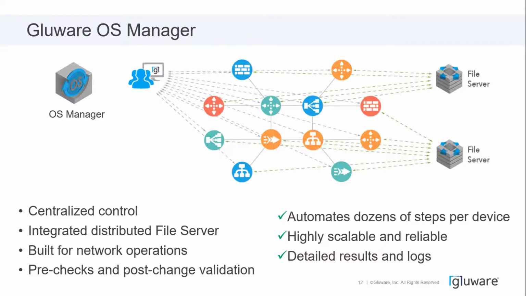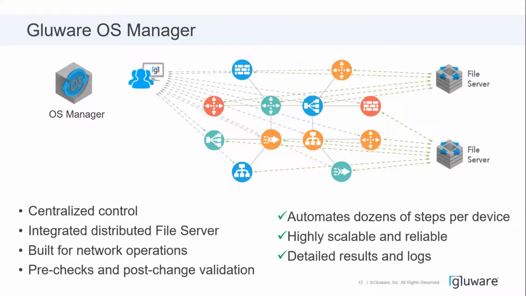So the app is built for network operations, and it integrates tons of pre-checks and post-change validation. So all those, again, dozens of steps that you would do in a procedure that would take well over an hour per device is fully automated. It's highly scalable and reliable. We don't really have the time, but we can go into how Gluware can be a fully distributed system.